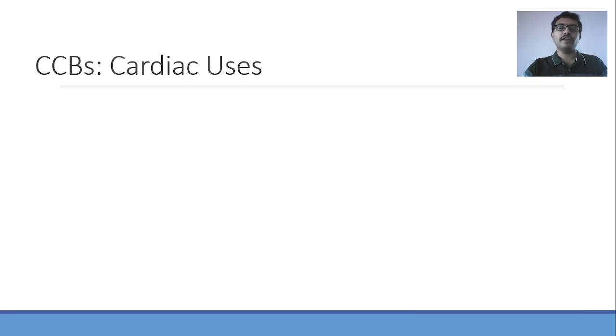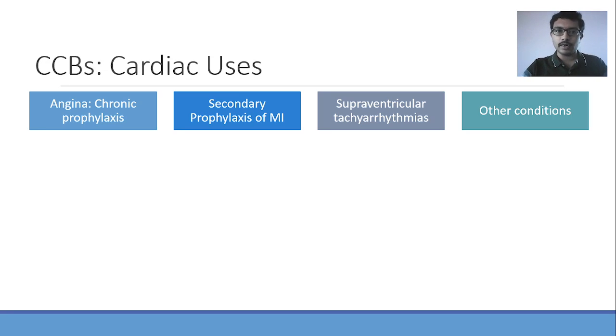You can again classify the uses of calcium channel blockers into cardiac uses and extra cardiac uses. Extra cardiac uses are very few, unlike beta blockers, which have a lot of cardiac uses and a lot of extra cardiac uses. Calcium channel blockers have more cardiac uses than extra cardiac uses. So the first cardiac use, we are discussing calcium channel blockers as anti-anginal agents. That is the first use.